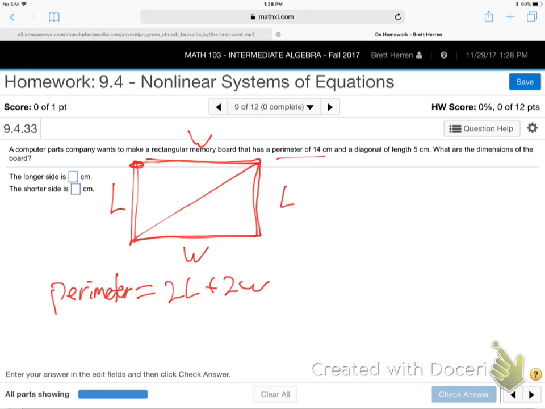All right, and then the diagonal is 5. So this diagonal right here is 5, and the perimeter is 14. I can put the 14 right in here: 14 equals 2 lengths plus 2 widths, because the perimeter is 14. The diagonal, what am I going to do with the diagonal? Notice I have 2 letters, so I need 2 equations. Whenever you have 2 letters, you need 2 equations to solve them. So I need one more equation. What other equation can I do using the diagonal?